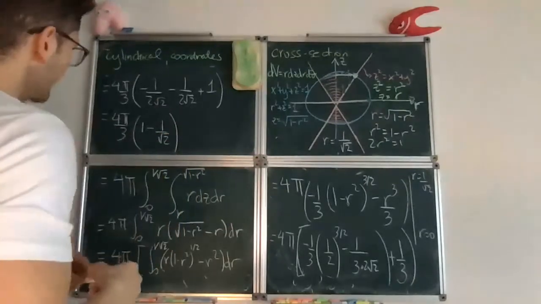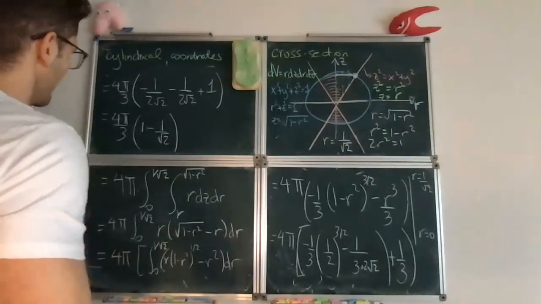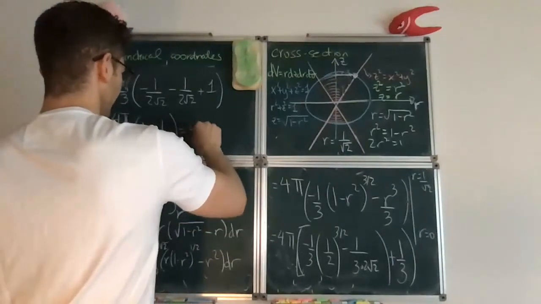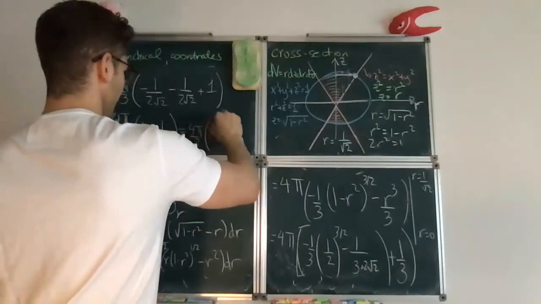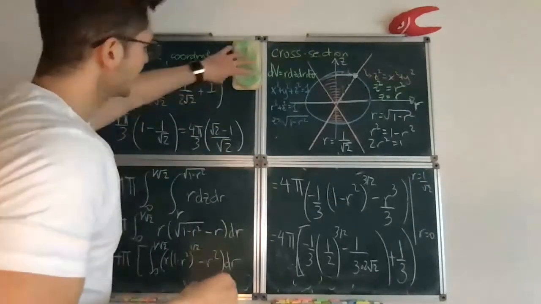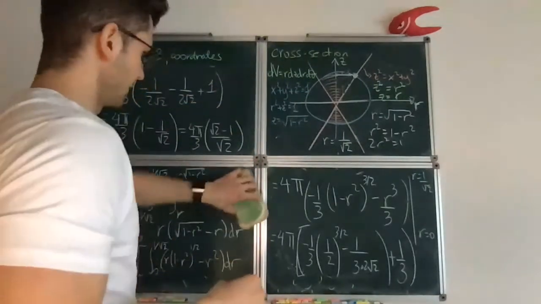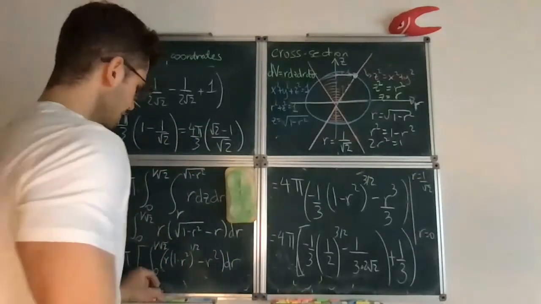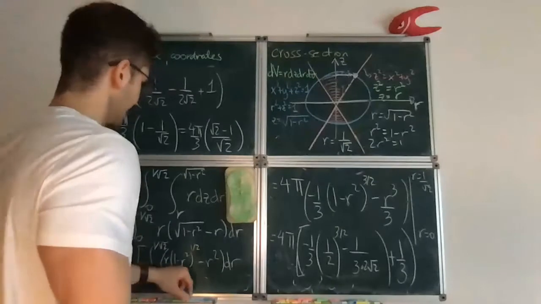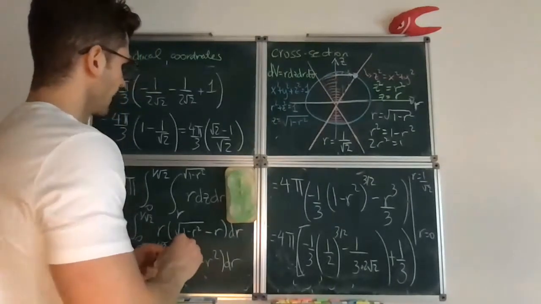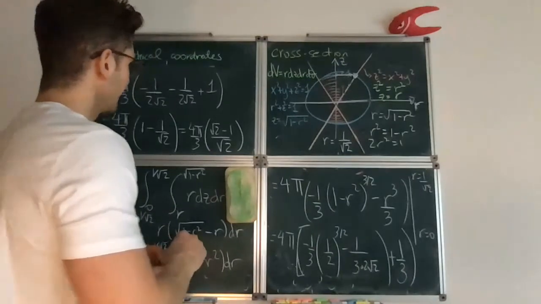Hopefully this is a positive number. It should be, because, yes, it will be positive. So you get 4 pi over 3 times root 2 minus 1 over root 2. So at least we did get something positive, which is good, because volume should be positive. Root 2 is a little bit more than 1, so at least that makes sense. So let me just write that here somewhere.